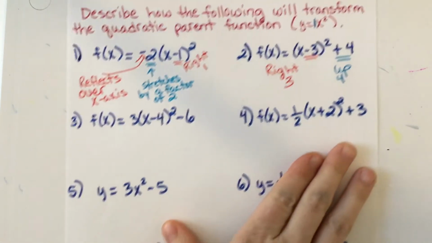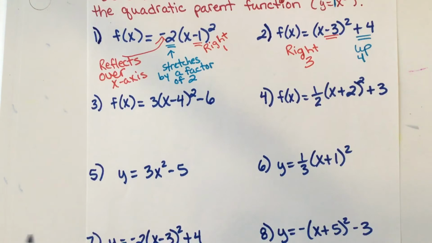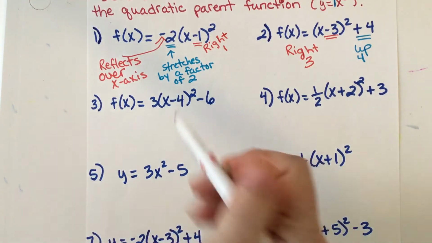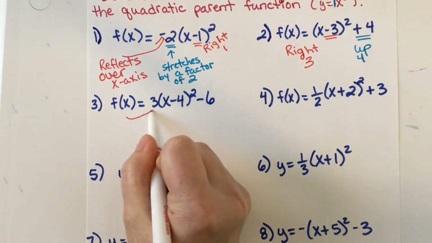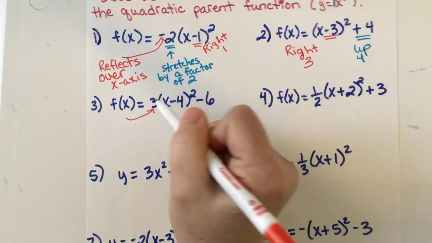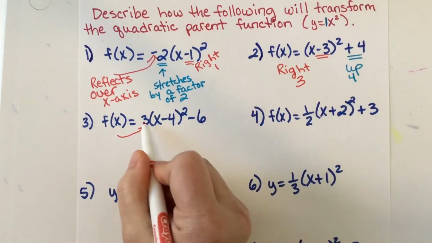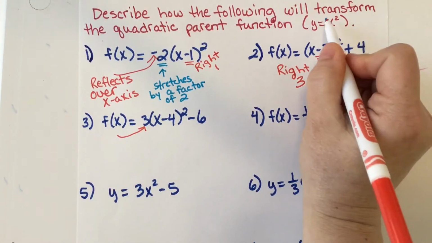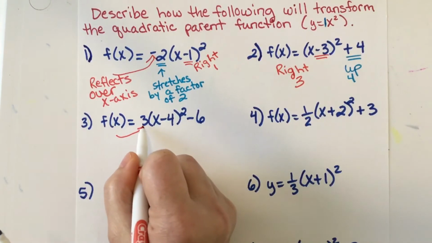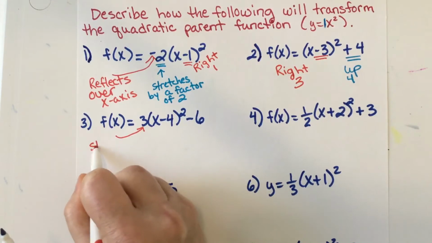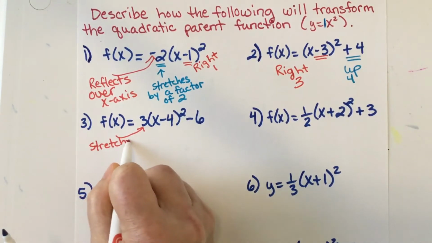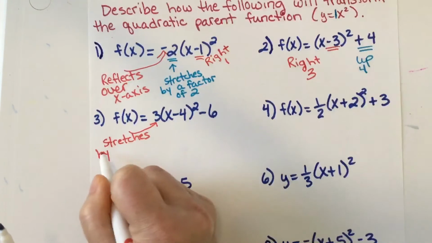Okay, looking at number 3. So I don't have a negative in front, but I do have a 3. So let's talk about the 3. So is 3 a bigger number than the 1 that's typically in front? Yes, since 3 is a bigger number than the one that's typically in front, then that means it's going to stretch the graph. So it stretches by a factor of 3.